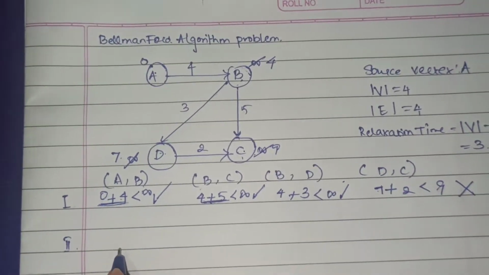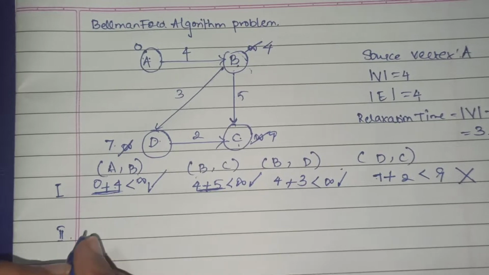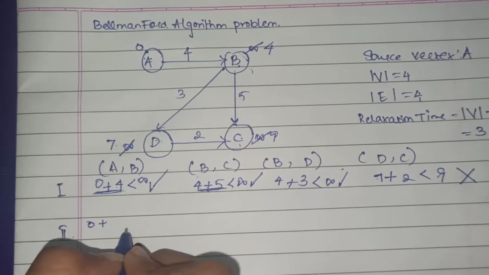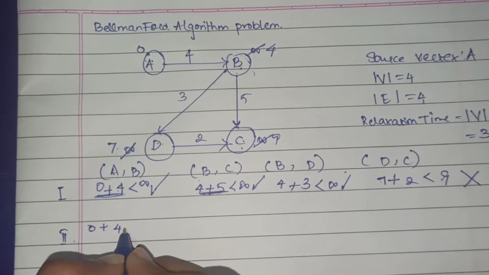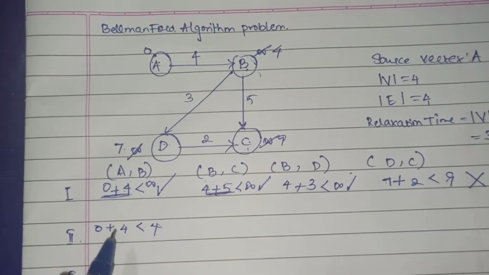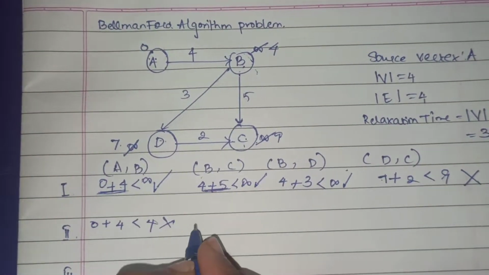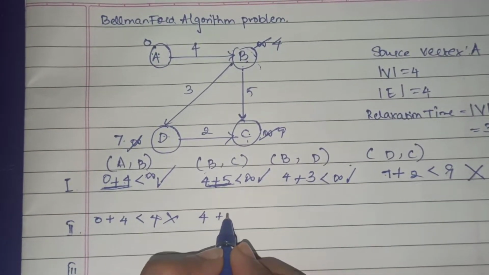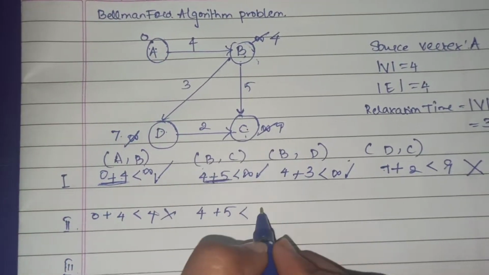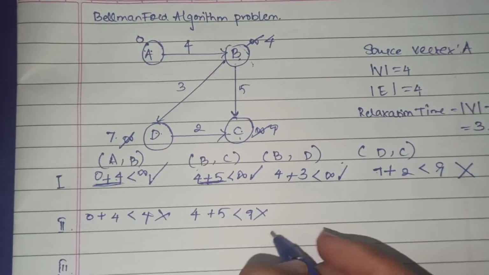Now coming to the second iteration, again we'll go through A to B. A to B, that is weight on A plus distance between A to B should be less than the weight you have on B. This is 4 less than 4, this is not true, so no updation. Then you come to B to C. B to C, weight on B plus B to C distance, that is 5, less than the weight on C, that is 9. 4 plus 5, 9 less than 9, not correct, so you don't update.